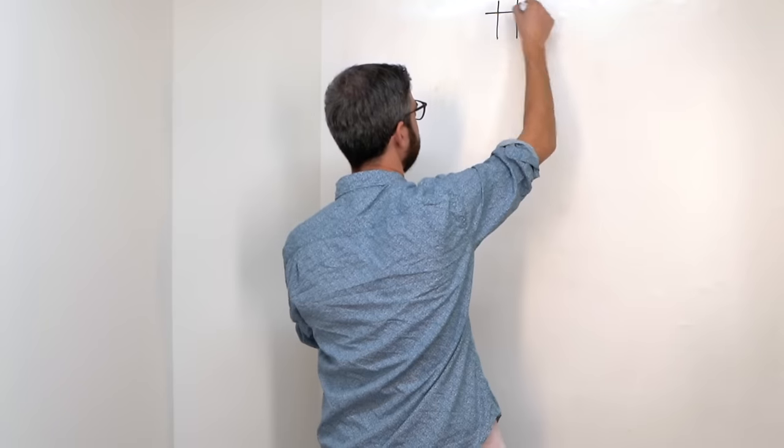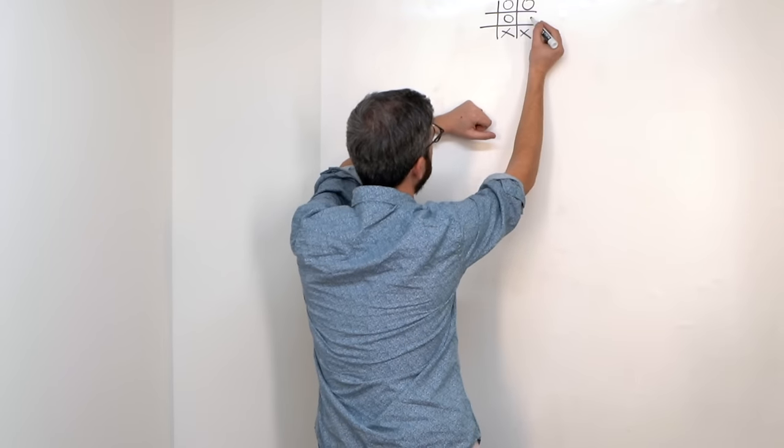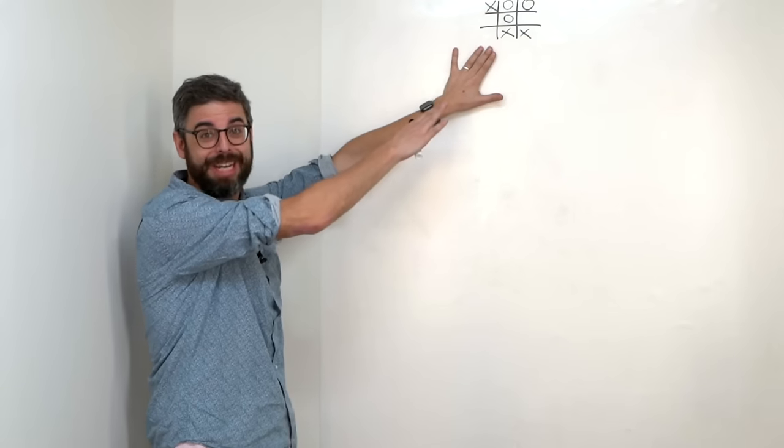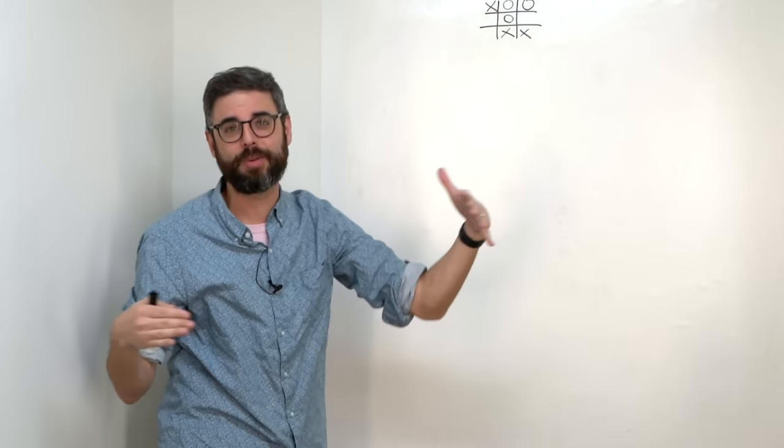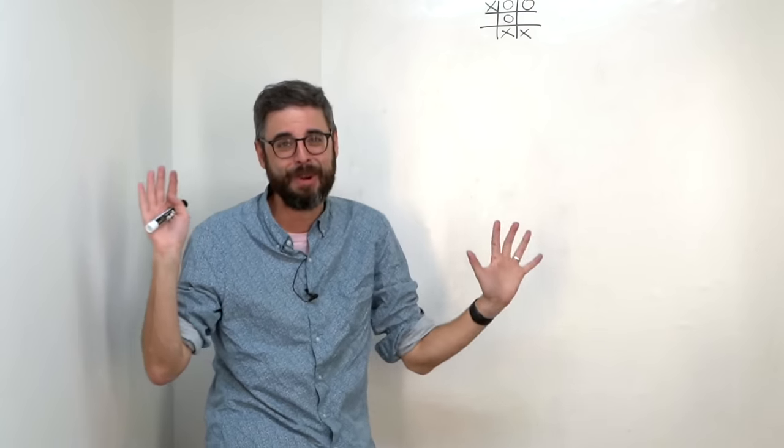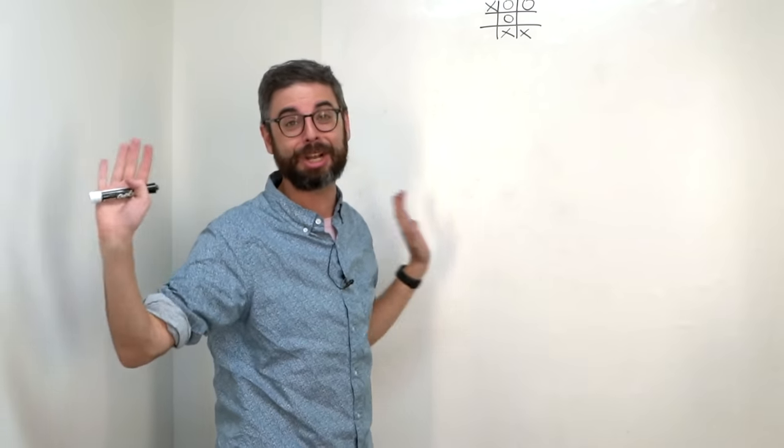So Minimax is typically visualized as a tree. The root of the tree is the current state of the game board. I've drawn a configuration here of the tic-tac-toe board midway through the game because I don't want to start at the beginning where there's so many possibilities that I couldn't diagram it.